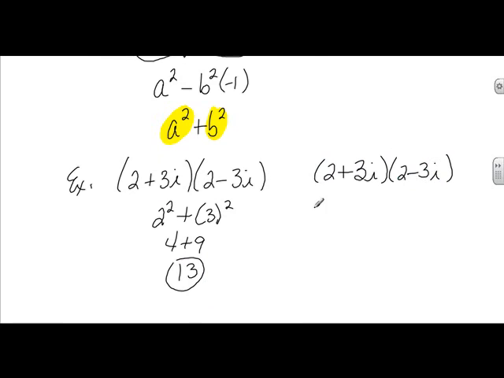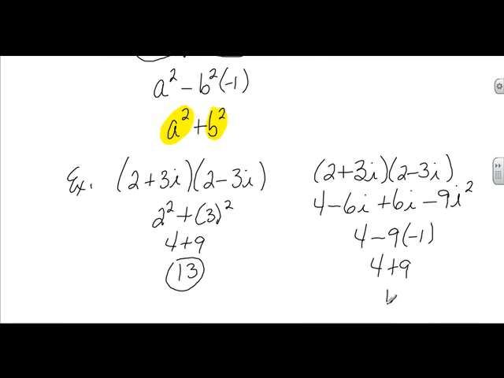Two times 2 is 4. 2 times minus 3 is minus 6i. 3i times 2 is plus 6i. 3 times -3 is -9. i times i is i squared. So you're going to end up with 4 minus 9 times -1. 4 plus 9 is 13. But you don't have to multiply it all out and show all those steps if you learn the pattern.